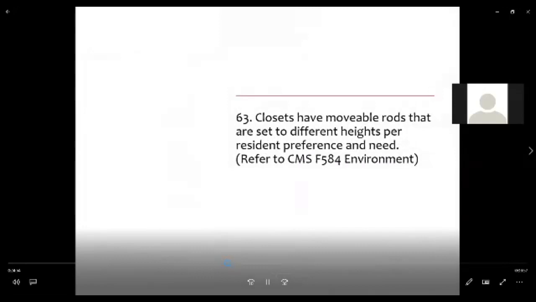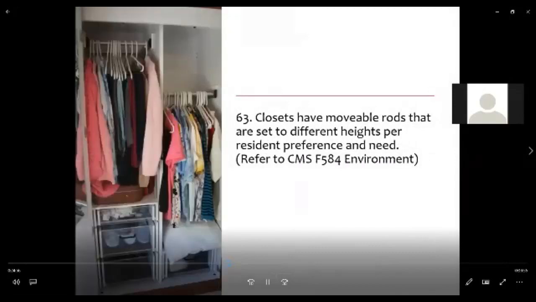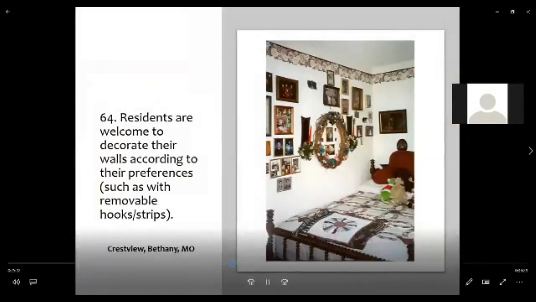Okay, closets have movable rods that are set to different heights depending on the resident's preferences and needs. So here's an example of some rods at different heights. It's not that hard really to put in a rod that's lower. Maybe in some cases you can have some clothes on a top rod, some on a lower. Maybe there's more shelving with the lower. You be creative, see what your residents' needs are.